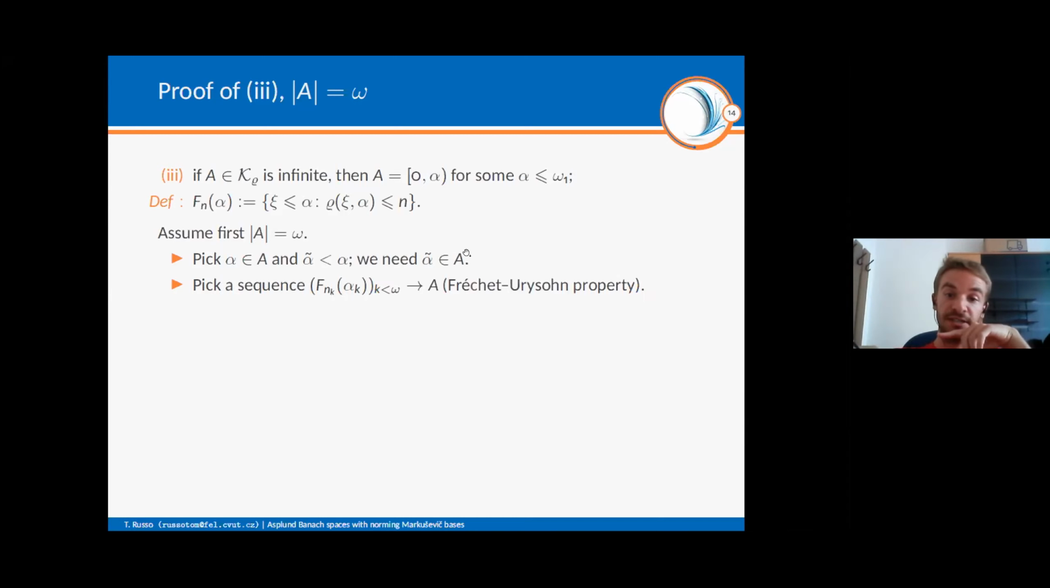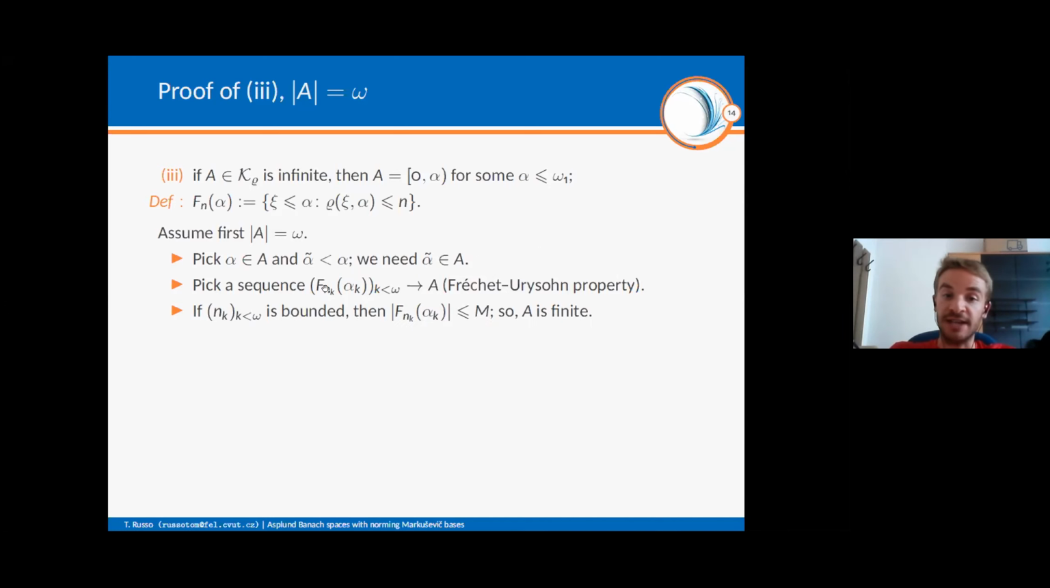Now, since the set A is countable, by the Fauché-Horizon property, you know that anything which is countably supported can be approximated, in the closure, by a sequence. So this element here is in the closure of F rho because it's a point in K rho, which is the closure of F rho. So this is in a closure, and since it's countable, it can be approximated by a sequence. So we can pick a sequence F_{n_k}(alpha_k) that converges to A.